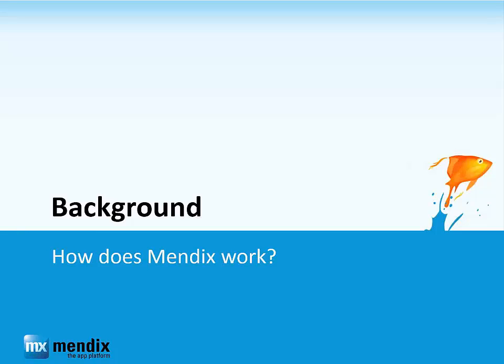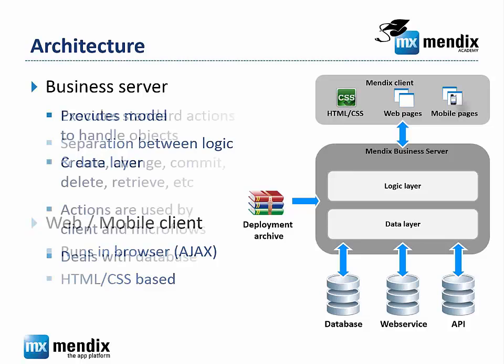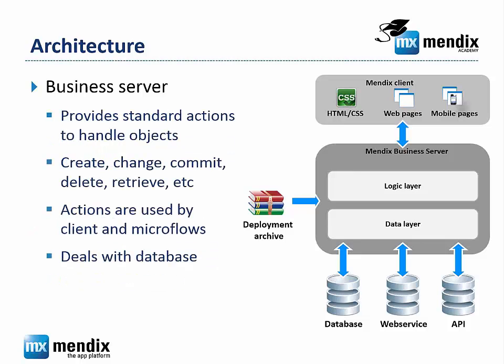So here's a little bit of a background on how Mendix works. This image provides a high-level overview of all the components. You have the Mendix client, which is usually a browser, like Firefox or Mozilla and so on. And the Mendix client interacts with the Mendix business server. And the Mendix business server is where you're executing actions in the model, and it's a nice separation between the logic and the data layer. So the Mendix business server is what sends queries, for example, to the database.